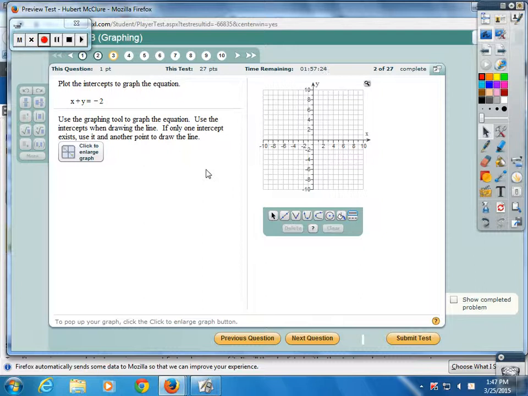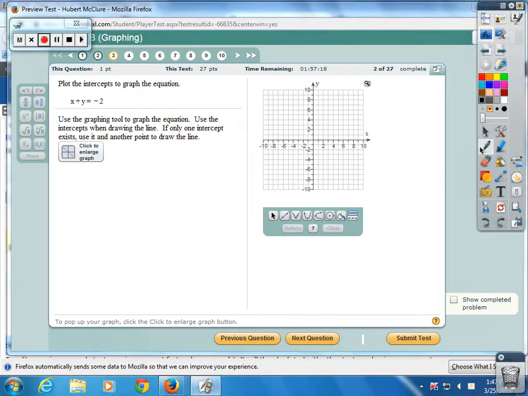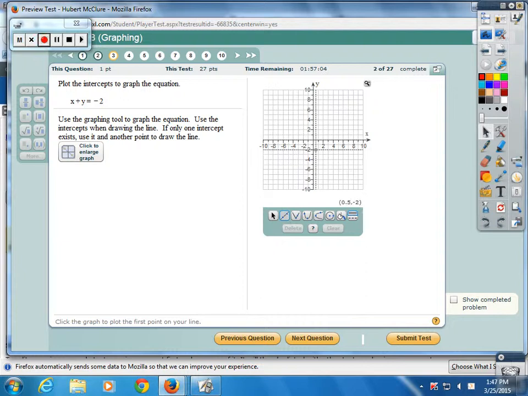Method 2, intersect method. Plug in 0 for x, that's the y-intercept, you get what? -2, right? That does not count as a yes or no. Alright, y is equal to 0. If y is equal to 0, that's your x-intercept. So if y is equal to 0, you get x is equal to negative what? -2, Hubert. That's right, class. There you go.